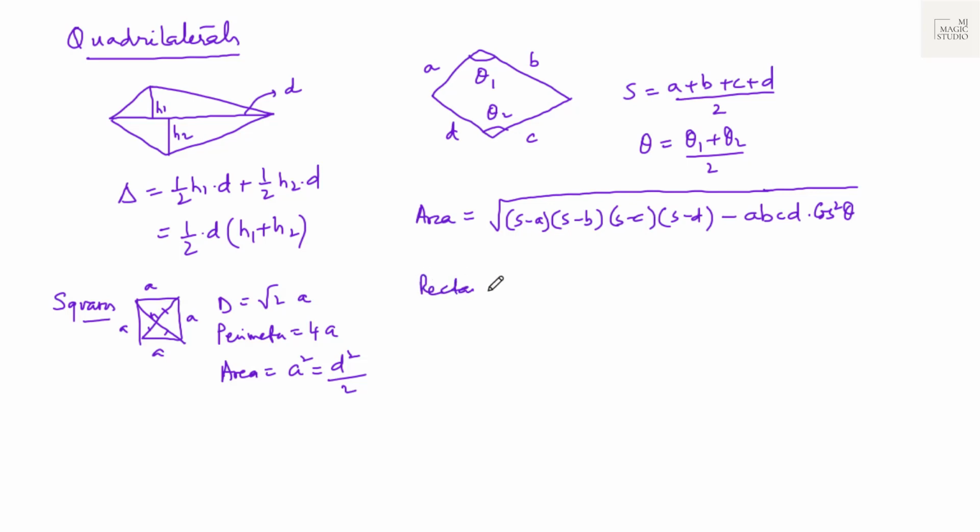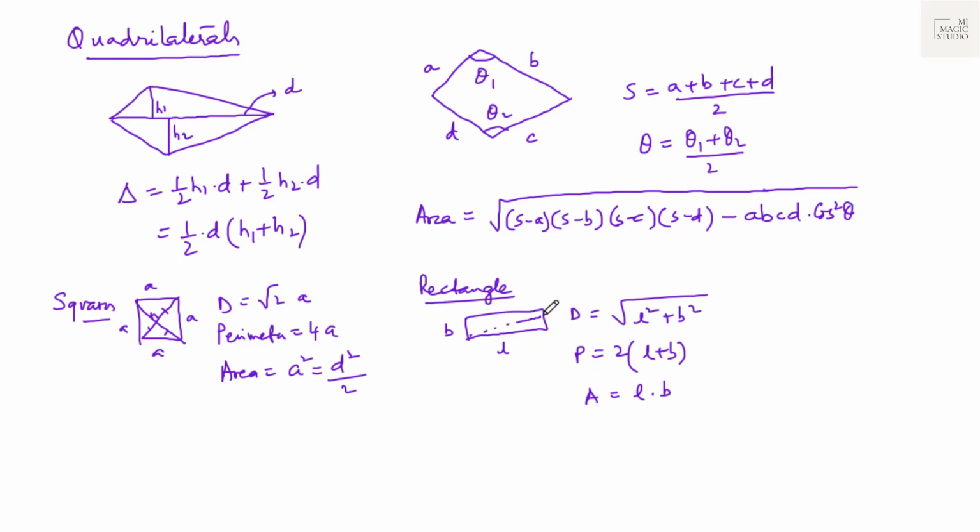Regular shape, the next one is the rectangle, where length is not equal to breadth. Generally we take length greater than breadth. Then the diagonal is given by root over L square plus B square. Perimeter is twice L plus B and area is L into B. In this case also diagonals intersect each other at 90 degrees.